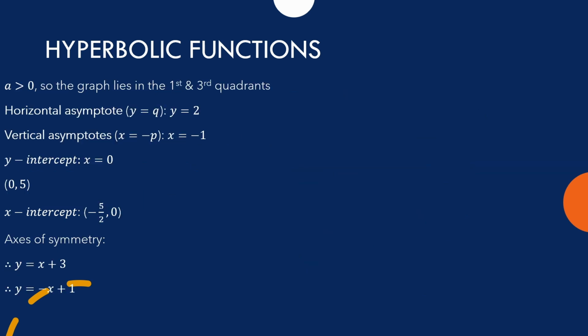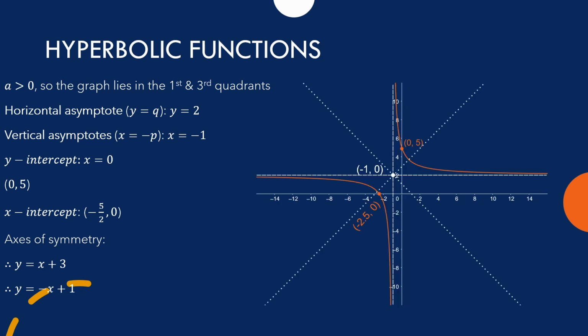I know that a is greater than 0, and I know my horizontal asymptote, my vertical asymptote, my y-intercept, my x-intercept, and the equations of my axes of symmetry, and hence I am ready to draw my graph. And my graph will be as follows. It seems a bit complicated, but it really is not if you follow the steps correctly and try to draw a neat sketch. The domain will be given by x is an element of real numbers, but x is not equal to negative 1, as you know, and the range is defined as y is an element of real numbers, but y is not equal to 2.